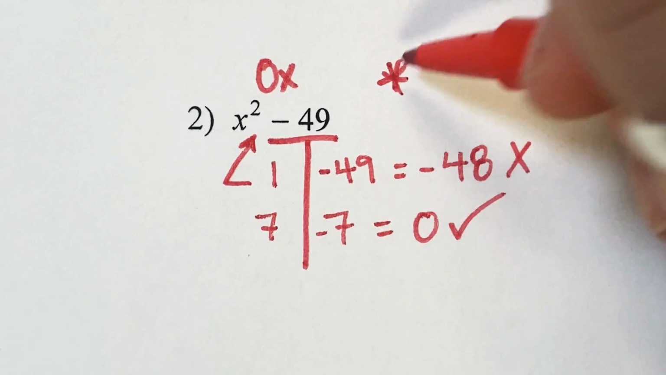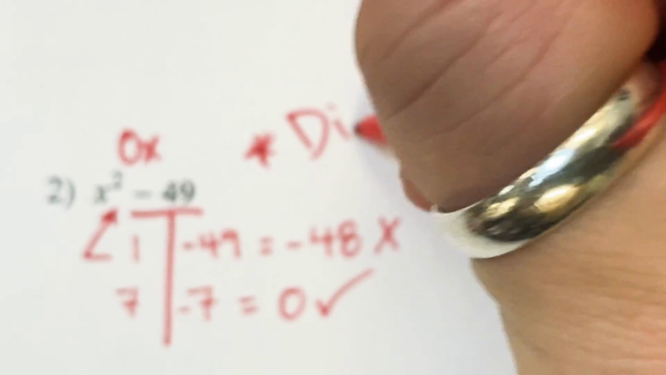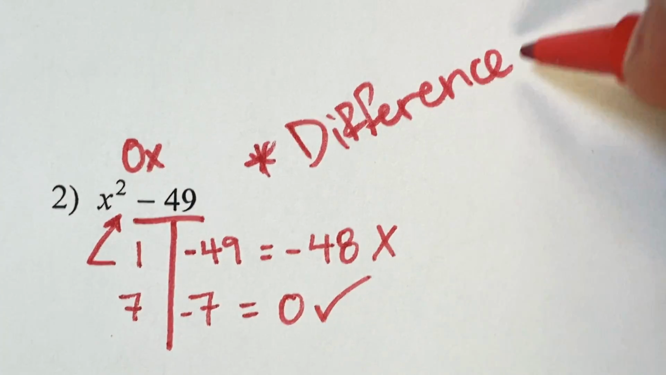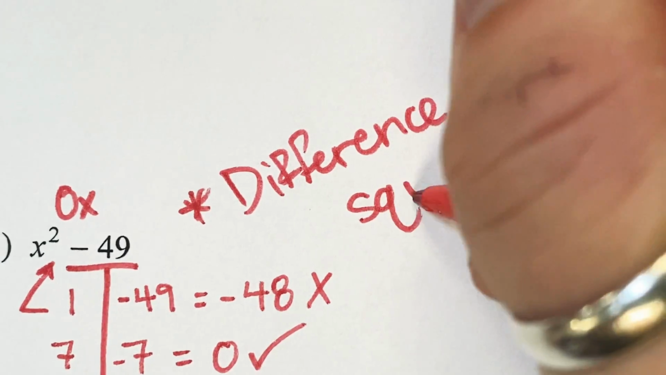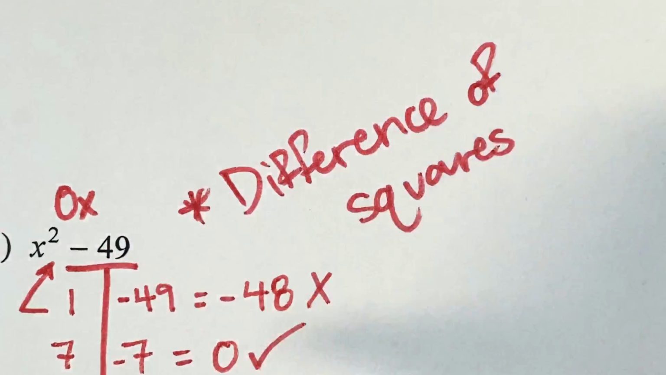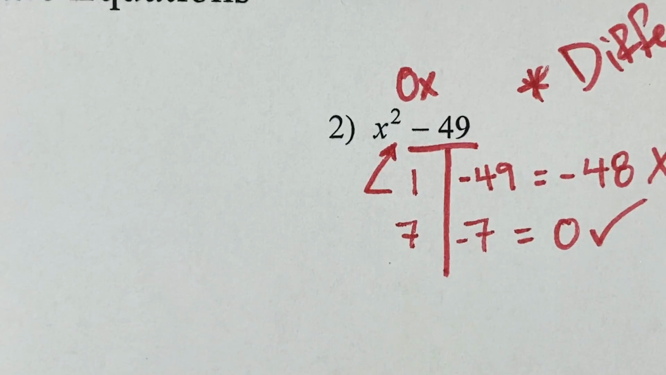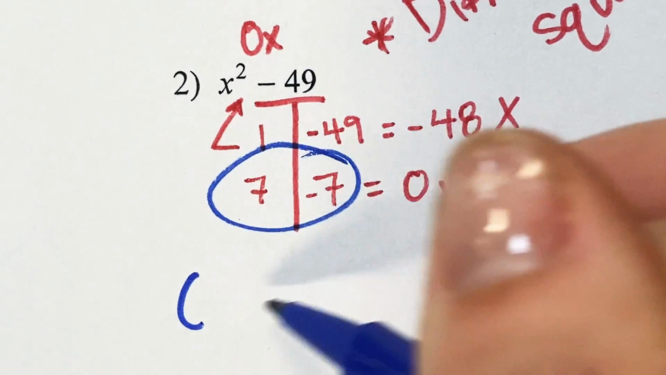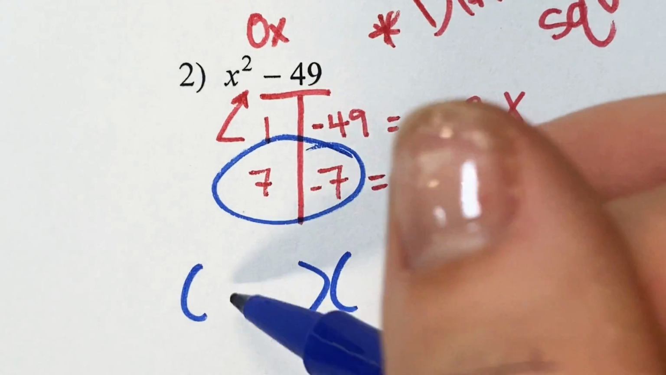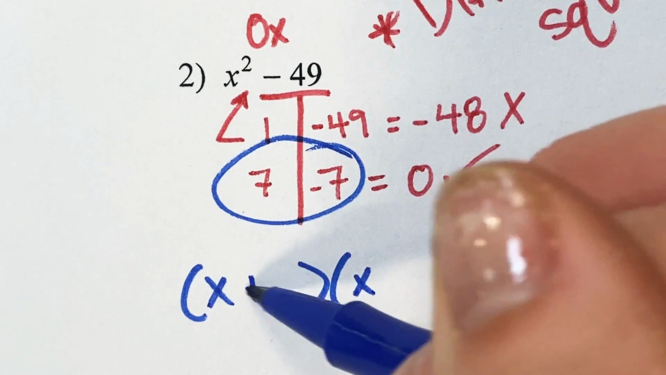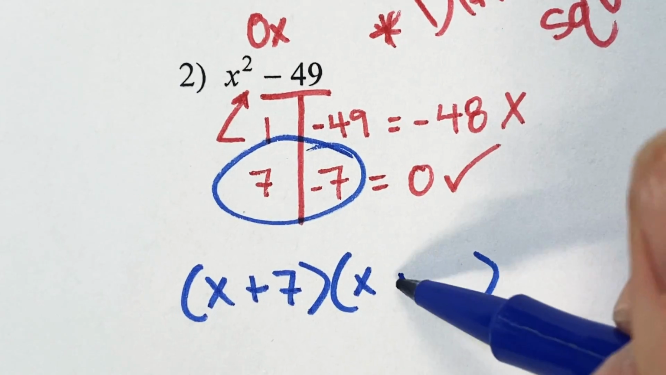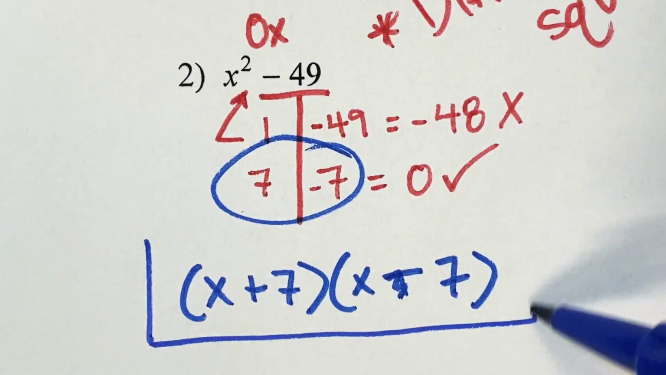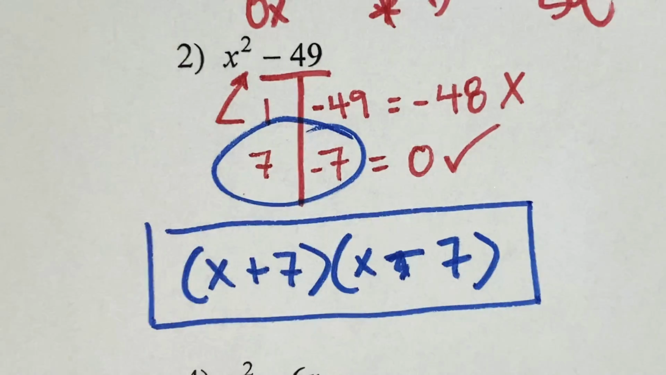So this is actually what's called a special case. I want you to write this on your paper. This is called a difference of squares. Difference comes whenever you see a subtraction sign, because technically 49 is a perfect square number. So difference of squares are always going to factor to look like this. You have your two parentheses, your variable in one, just like that. Well, difference of squares is always going to be plus a number and then minus that number. Plus 7, minus 7. Okay, difference of squares.